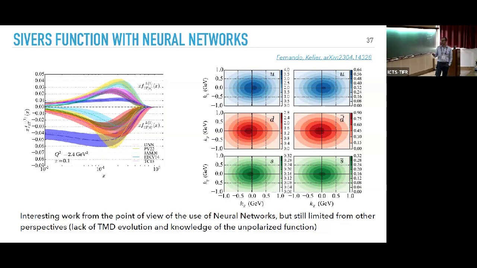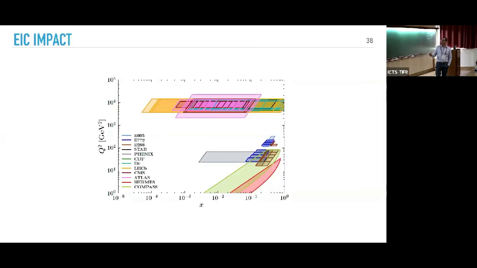The EIC will have an enormous impact on TMDs because it will cover this area which is presently empty. We are using no data in that region. And this gives you an idea of the impact. The purple bands are the MAP22 bands, and the red bands are the ones we would extract using EIC pseudo data. So, conclusions. The theory behind TMDs is in good shape, at least for quarks and at least at leading twist.